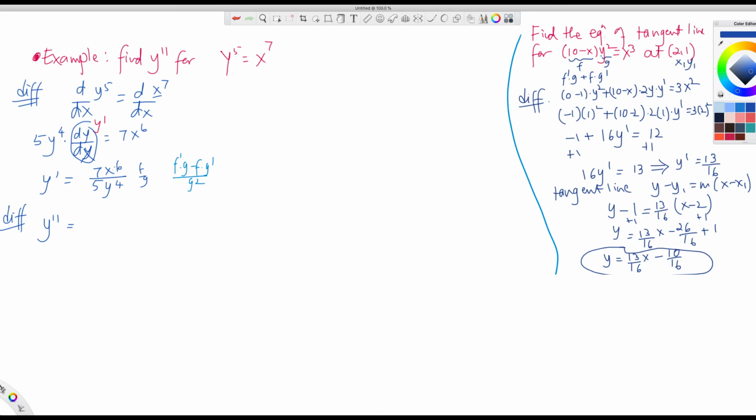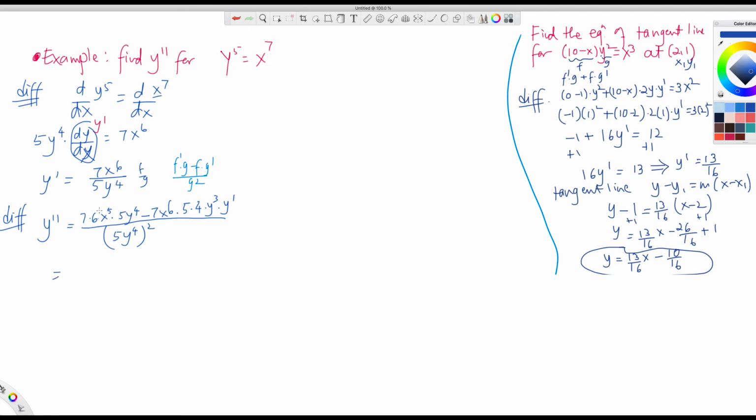So f prime is the derivative of the top. That is 7 times 6 times x to the 5. g is 5y to the 4, minus f is 7x to the 6, times g prime. g prime is 5 times 4 times y to the 3 times y prime, because when you differentiate anything other than x you need to multiply by y prime, and then divide by 5y to the 4th, squared, right? That's the formula.